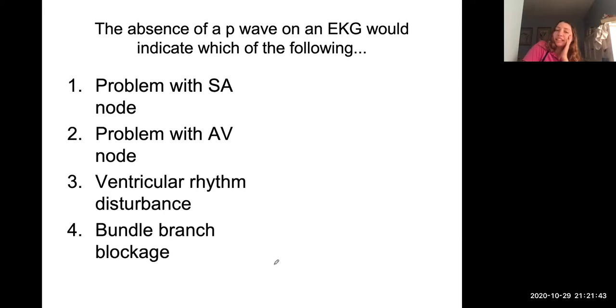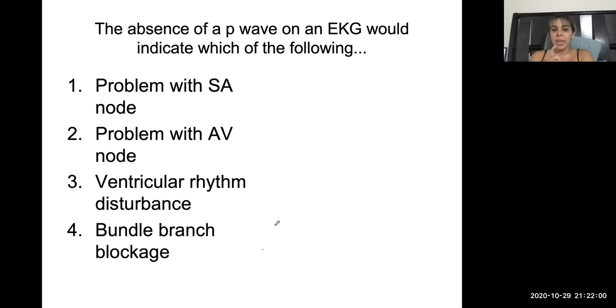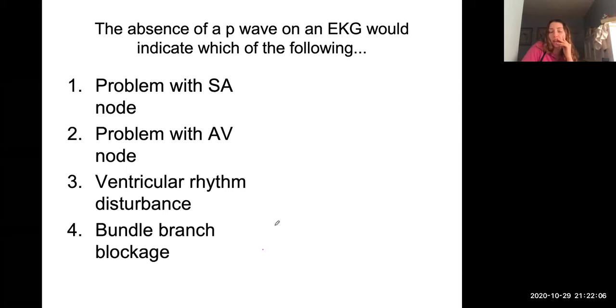It's a problem with the SA node, because the SA node is initiating the depolarization of the atria. And the P wave signifies the atrial depolarization. So every time they talk about P, it's the SA node, right? Yeah, I mean, you could say that.